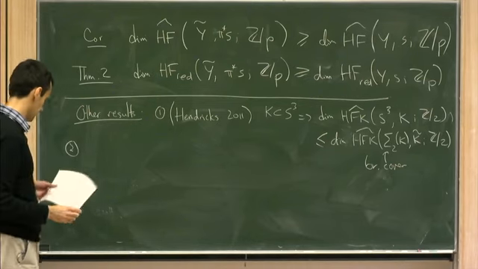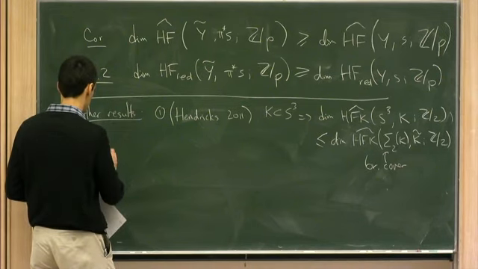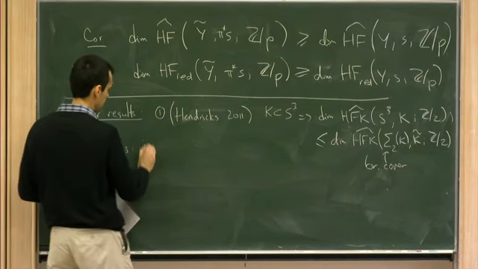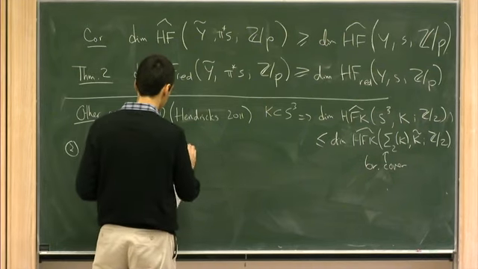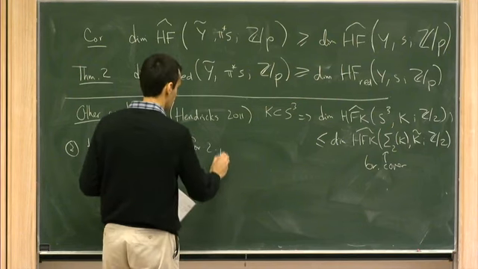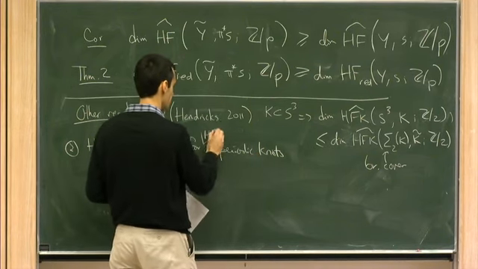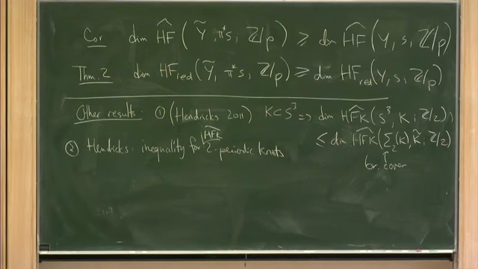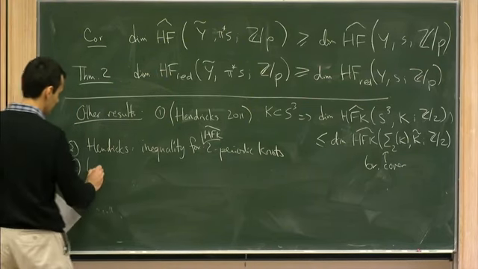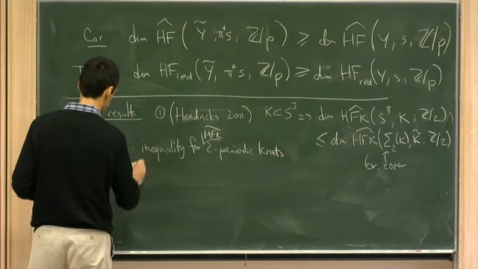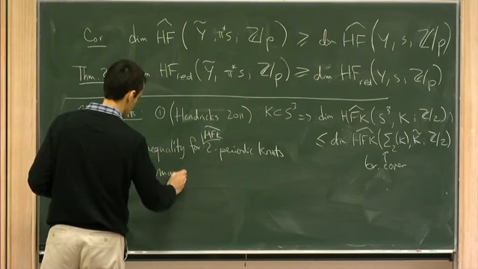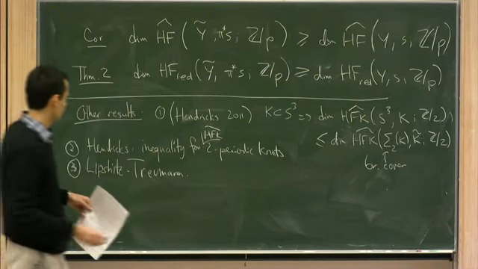Right, and then, I guess also Hendricks proved a similar inequality for 2-periodic knots, for HFK hat. So also in knot Floer homology, you can look at a 2-periodic knot and then at what happens when you divide by the involution, and there's an inequality. Same way, and there's also a result of Lipshitz and Treumann, right, from 2012.